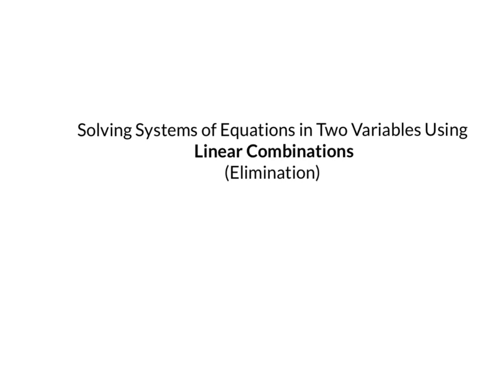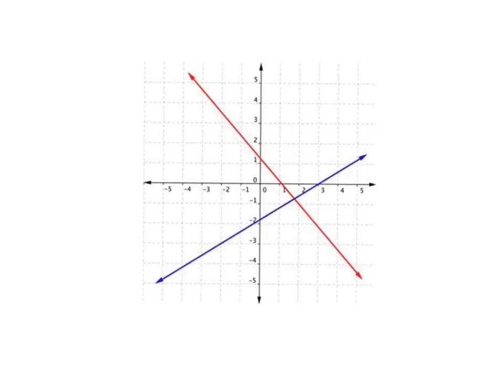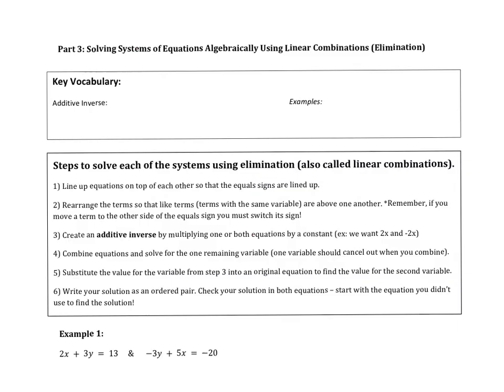Solving systems of equations in two variables using linear combinations, also known as elimination. Recall that the solution to a system is the point or points where the lines intersect. In this case, I am unable to read the exact point off the graph because my coordinates are not integers, so I need to use one of my algebraic methods, either substitution or elimination. In this video, I will use elimination, which is also called linear combinations.